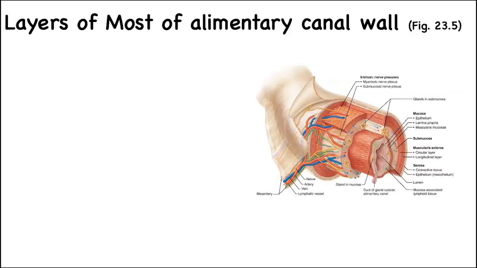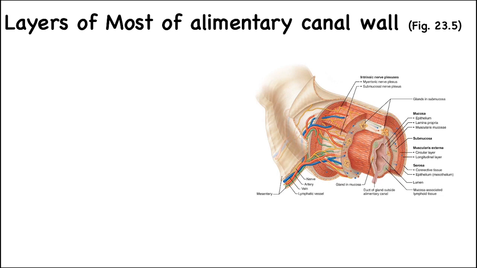There are 4 distinct layers in the alimentary canal wall. We're going to begin with the innermost layer and work our way outward. These layers will be called the mucosa, the submucosa, the muscularis externa, and the serosa.